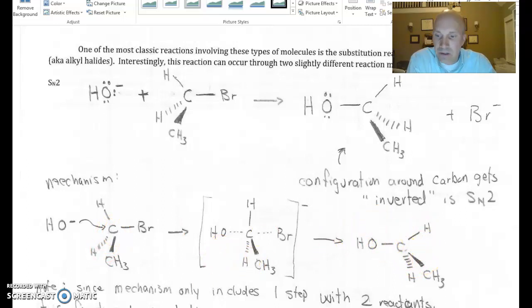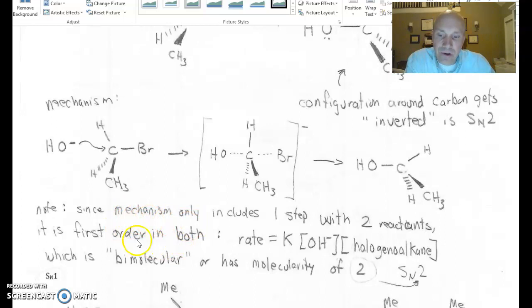The reason that this is called an SN2 reaction is that overall it's going to be a second order reaction. If you think about how this reaction proceeds, it would involve the collision between this hydroxide right here and the alkyl halide. So it involves two things being able to react, as the rate limiting step.